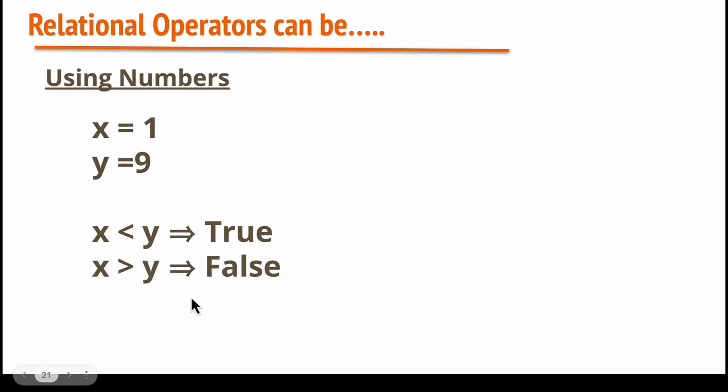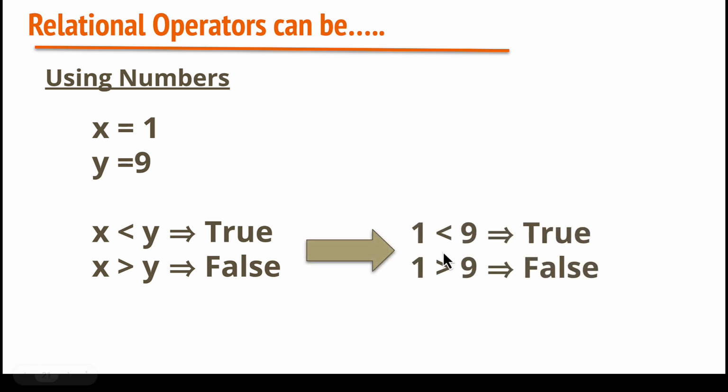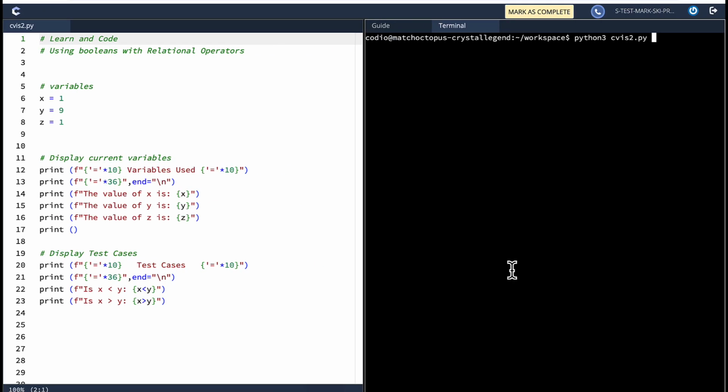So let's take a look to see how relational operators are utilized. And let's say that we have variables of x and y of 1 and 9. And when we compare them, they're going to result in basically a Boolean expression in terms of a true and false. So when we look at that, when it gets evaluated, it is basically 1 less than 9, which is true, or 1 greater than 9, which is false. Well, let's take a look to see how the code actually looks.